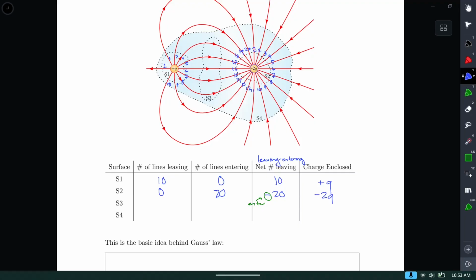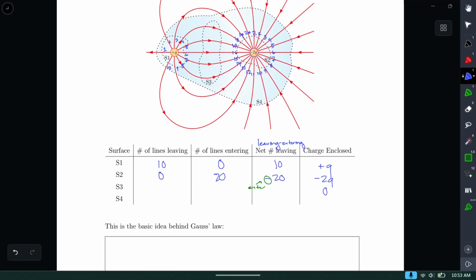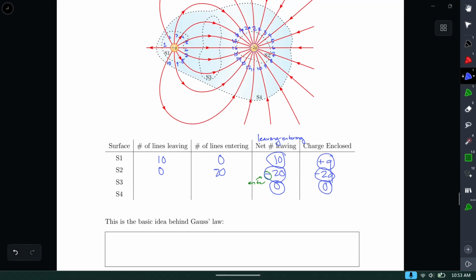Now let's ask kind of the reverse question. How much charge is inside bag 3? 0. Yeah, there's no charge inside bag 3. So without even counting, what is the net number of field lines that leaves that bag, you think? 0. Are you seeing the pattern? When there's 10 lines leaving, it's plus Q. When there's negative 20, it's a minus, and it's twice as much. When there's 0 leaving, there's 0 charge enclosed, or vice versa.